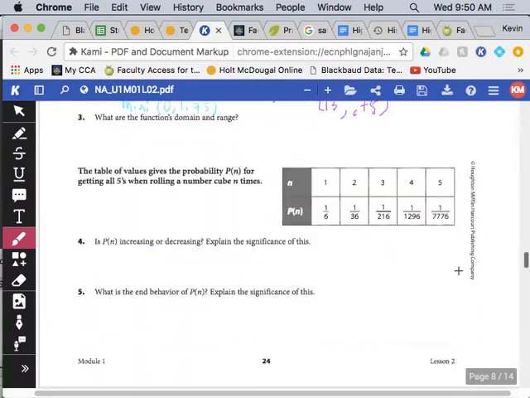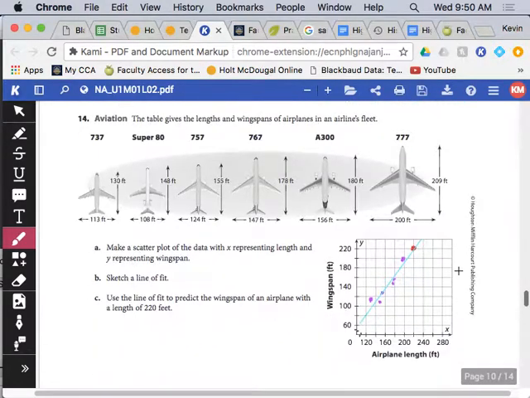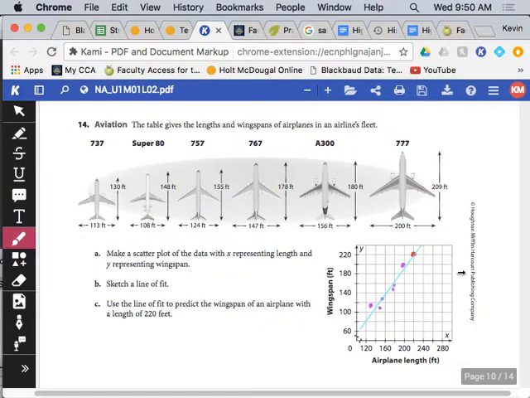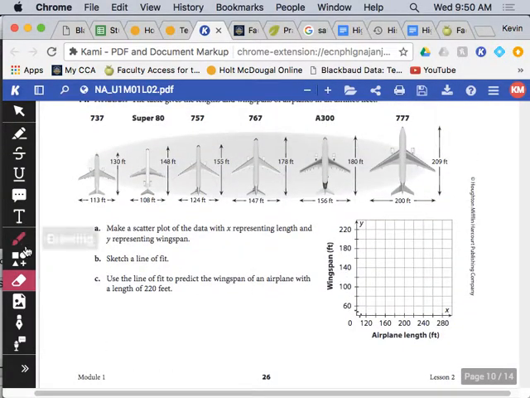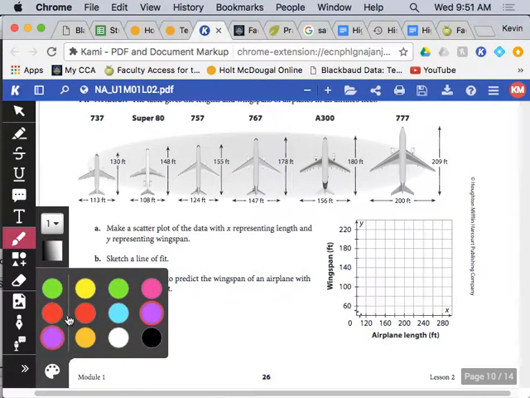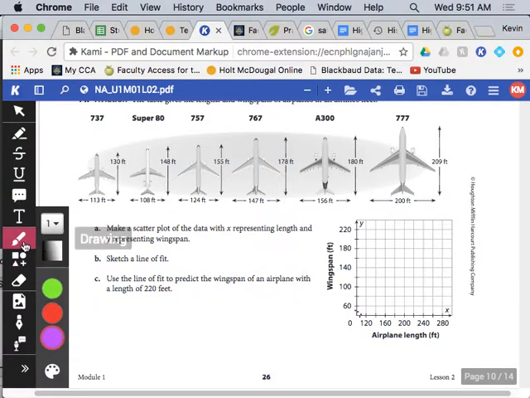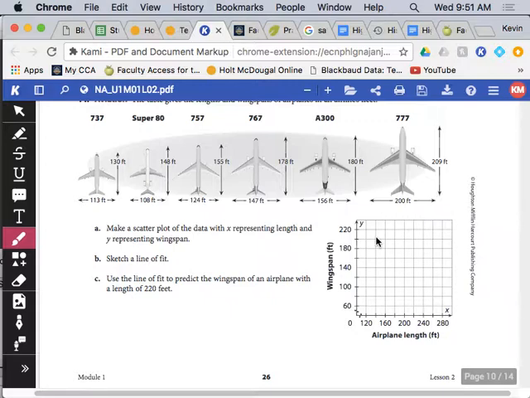The next thing I want to do is do a scatter plot with you guys. So go ahead. This is actually part of your homework. It's number 14 on your homework, so we're going to start your homework together. Page 26. Sometimes when you have data, you want to create a scatter plot so you can show it in a way that makes sense, so you can see if there's any kind of relationship. Here we have planes. We have the length of the plane and the wingspan of the plane. And so we're going to make a scatter plot with all the data that we have. So we'll do it together.